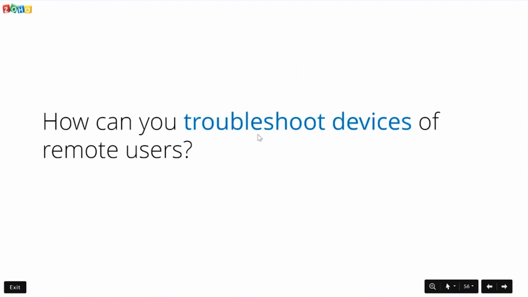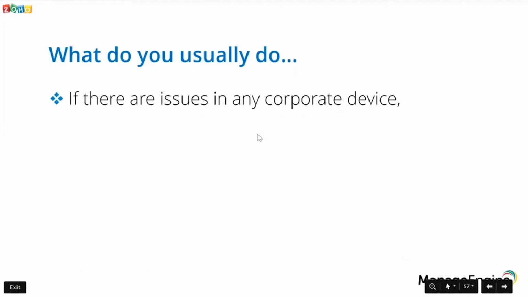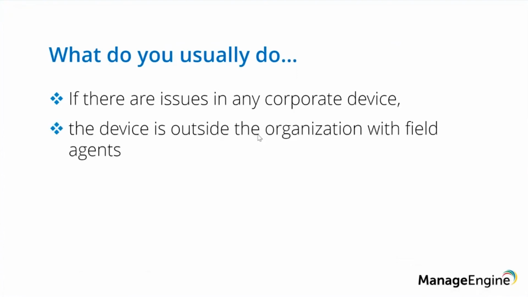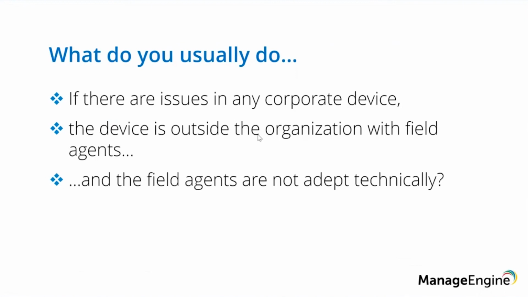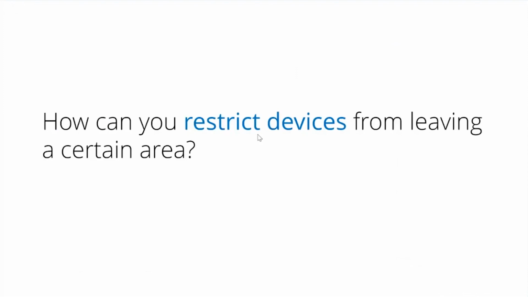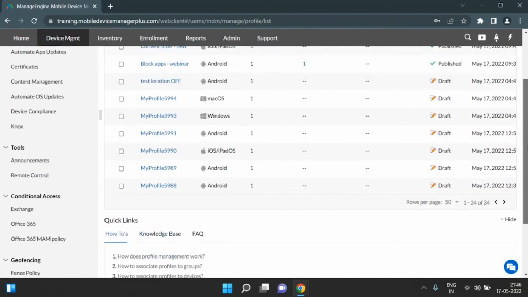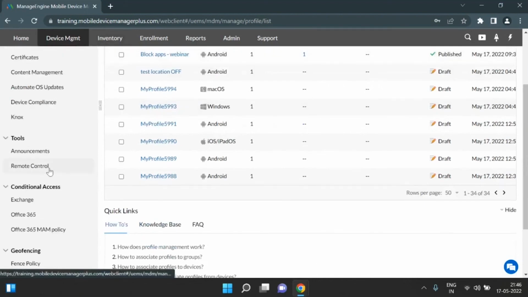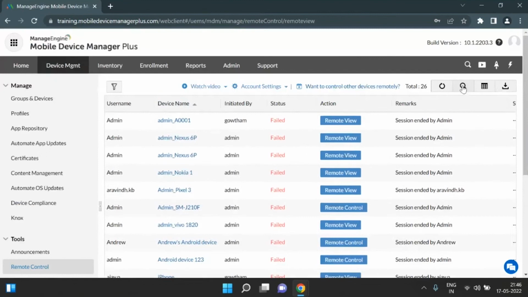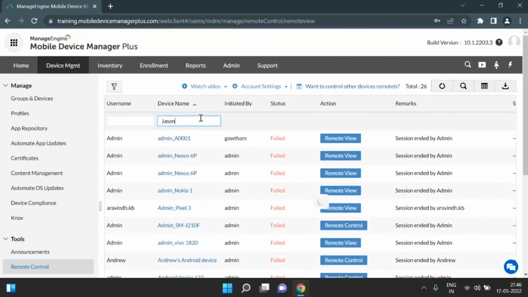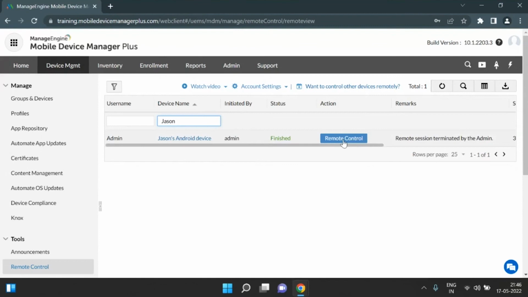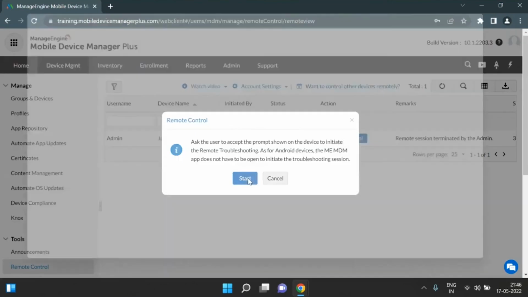The next question, how can you troubleshoot devices of remote users? So a lot of the times, if there are any issues with your corporate device, a device that you have provided from your organization, or if your field agents are not technically adept, in that case, you can initiate a remote troubleshooting session. It's under the Device Management tab. Click on Remote Control. Let's say I have received a complaint that Jason's device has a technical problem. Click on the Remote Control button and click on Start.